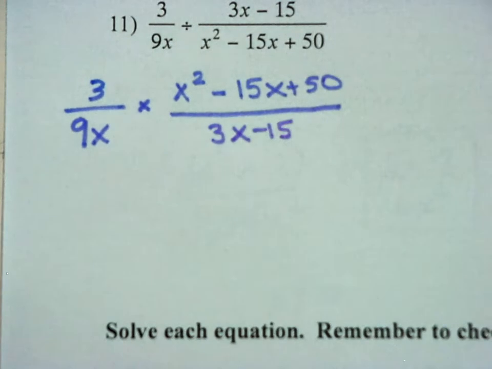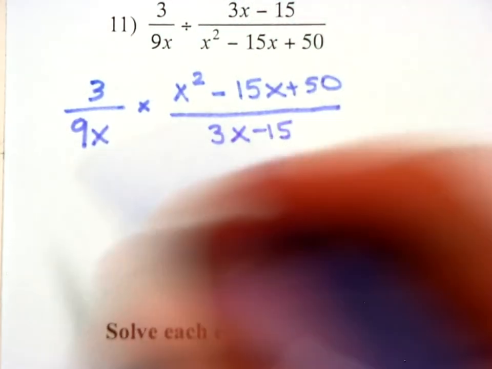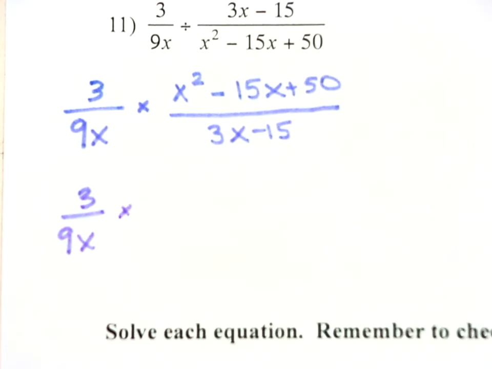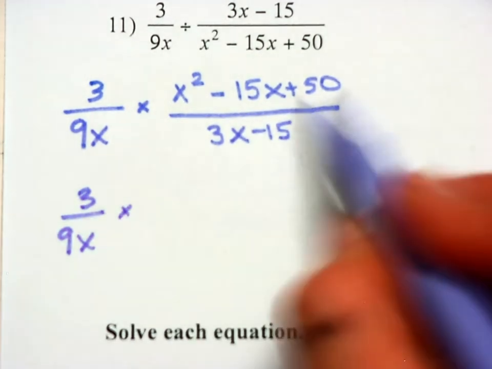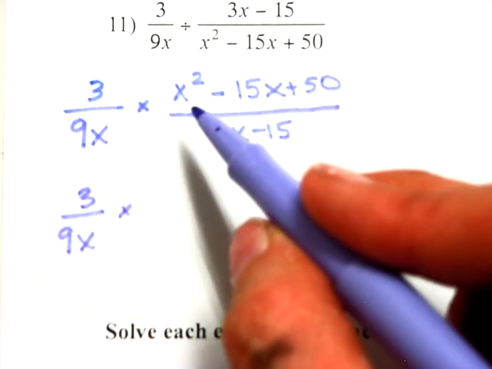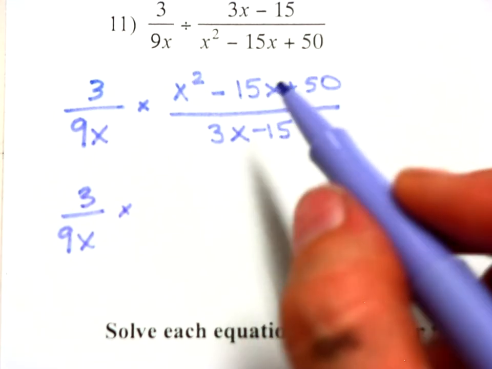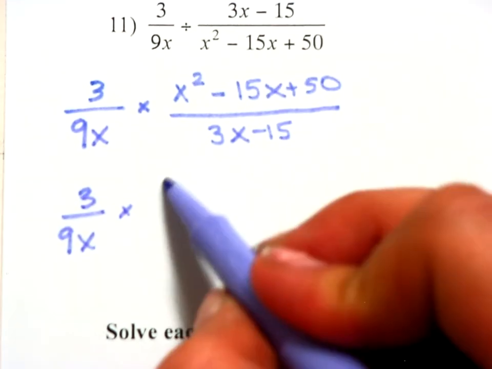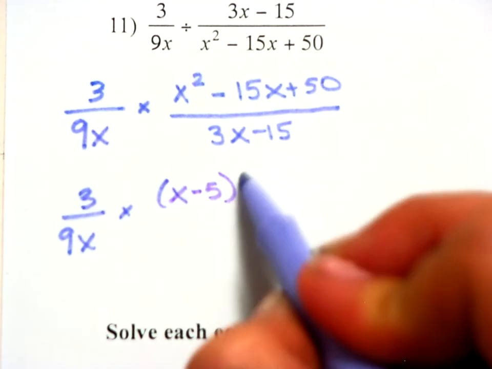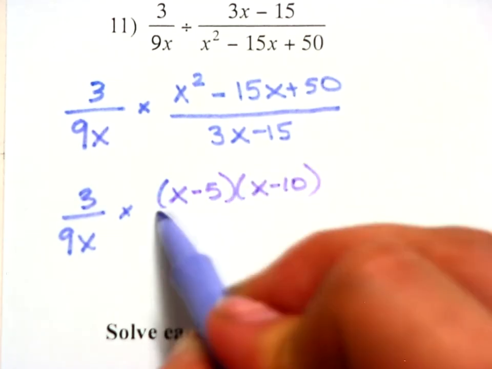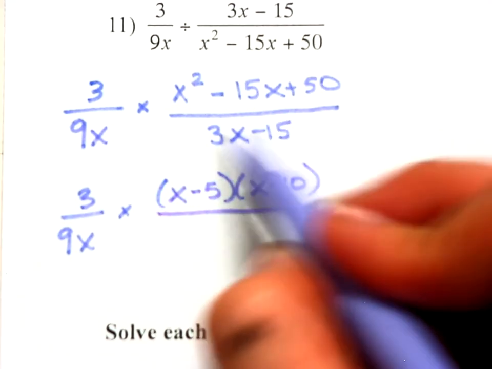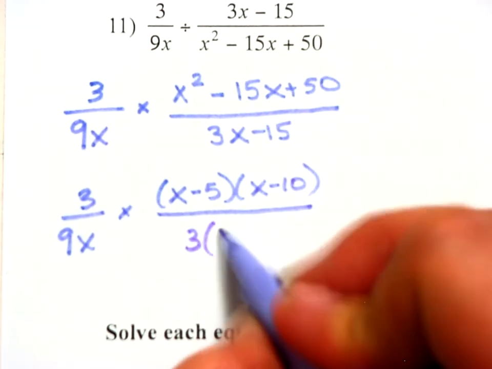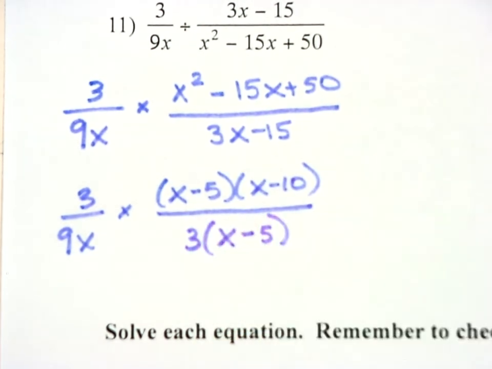Okay, then again, factor, factor, factor. So this first fraction stays the same, and we're going to now multiply by, let's see, factors of 50 that are going to add up to 15. We've got 2 and 25. Ooh, 5 and 10. So this is going to be x minus 5, x minus 10, all over. And then I can definitely factor a 3 out of this binomial. So factor a 3 out, and I've got an x minus 5 left over.